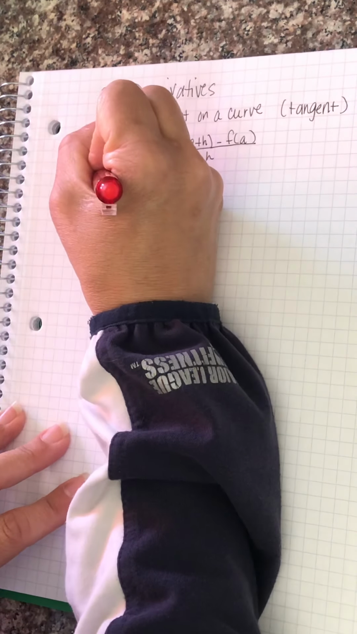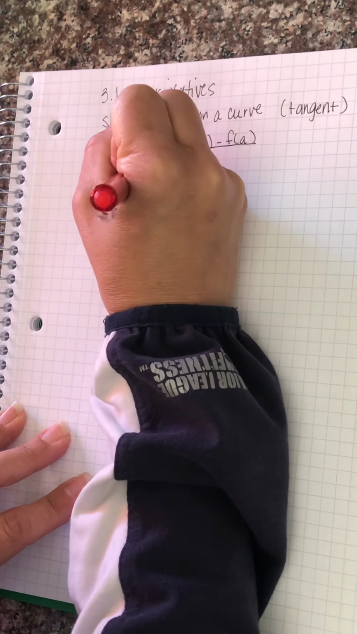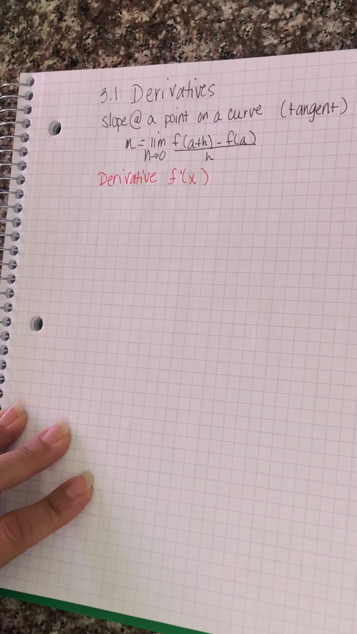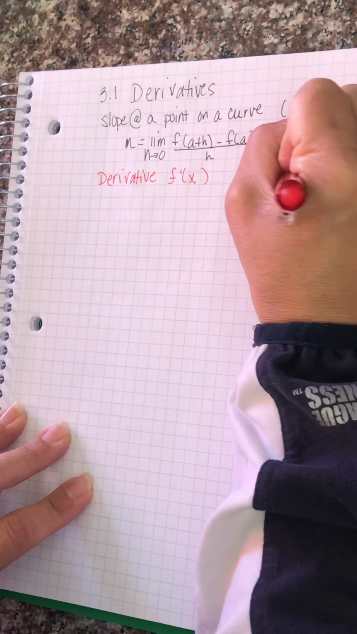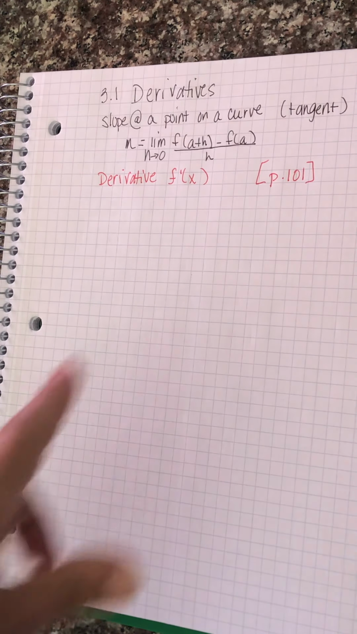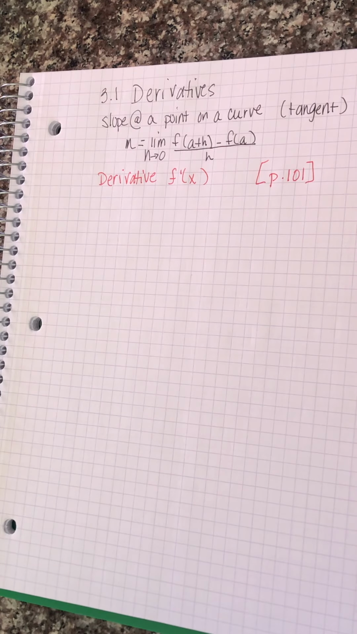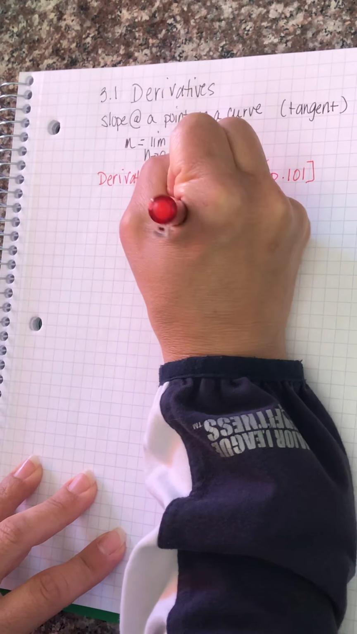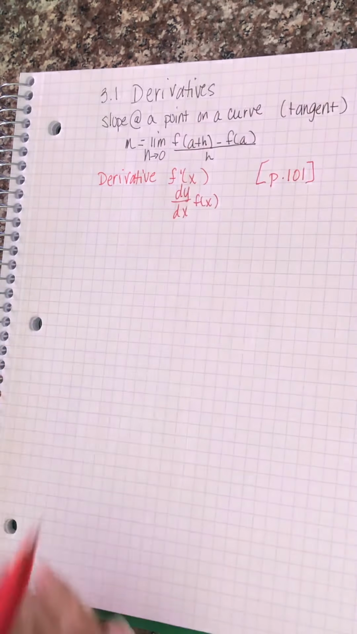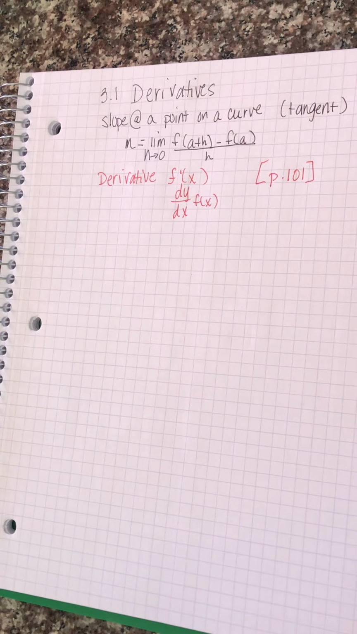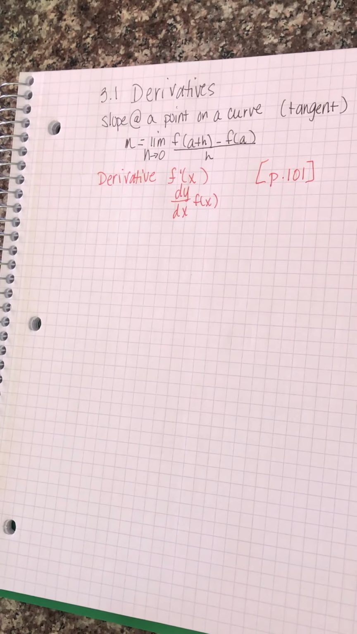Now what we're going to say is that a derivative, denoted as f prime of x, you should look at page 101. There are numerous notations for a derivative. Generally, we use f prime of x frequently. We also use dy dx of f of x, and that's the derivative of y with respect to x. So these are two very common notations. And again, you should look at page 101 to get a feel for what those all are.